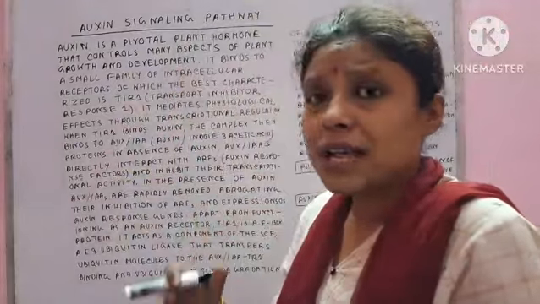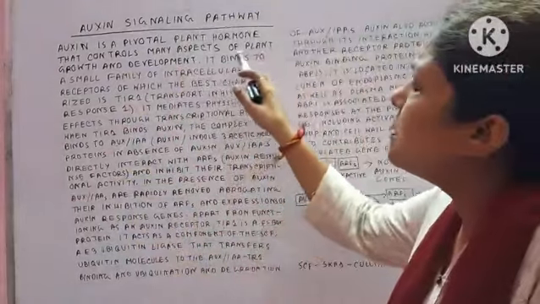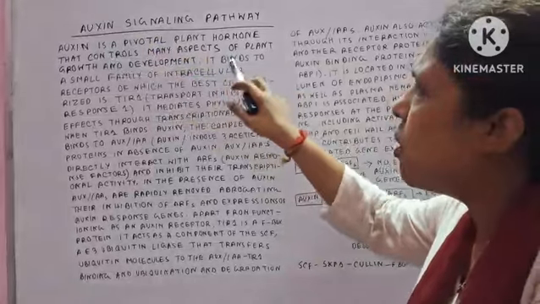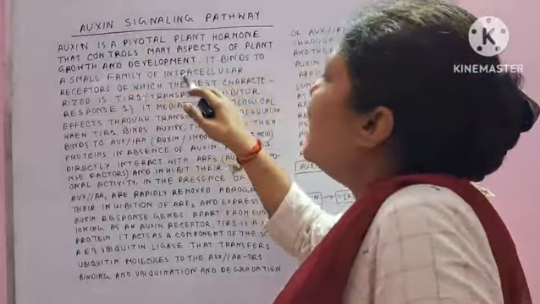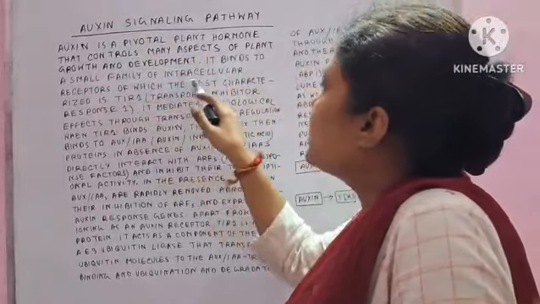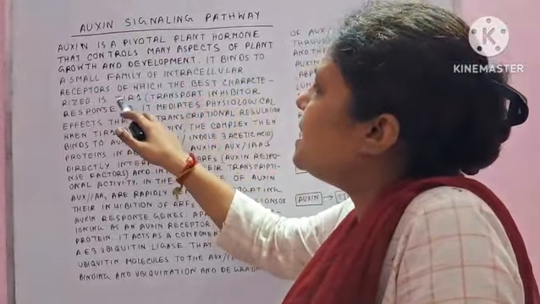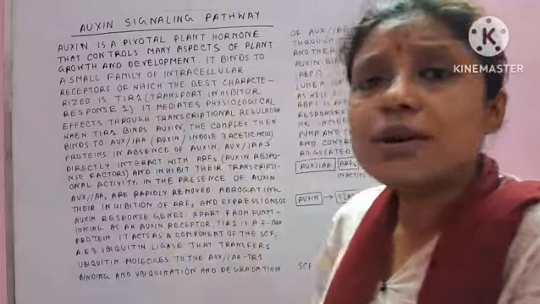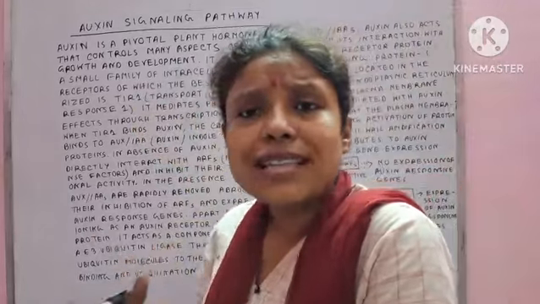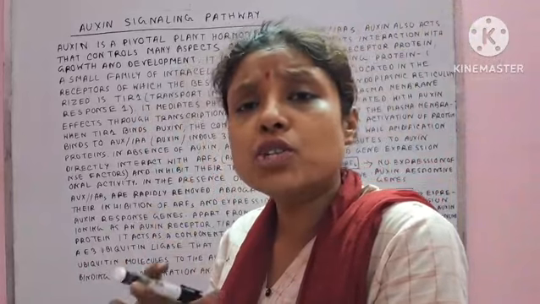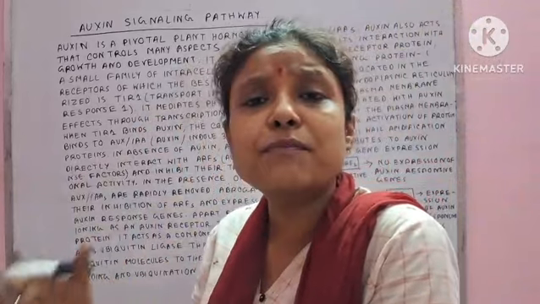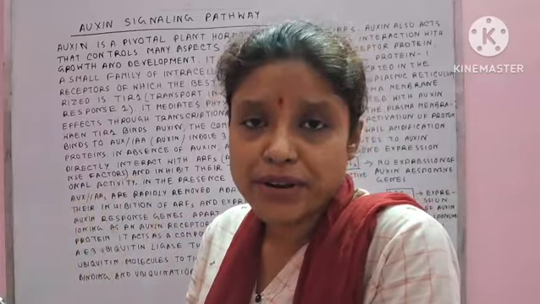So here what I am saying is that first it binds. The auxin hormone binds to the intercellular receptors, of which the best characterized is TIR1. As I said, the receptor plays an important role, because any hormone first binds with the receptor, which in a plant cell is present in the cell wall, but in an animal cell is present on the cell membrane. So the hormone first binds with the receptor.